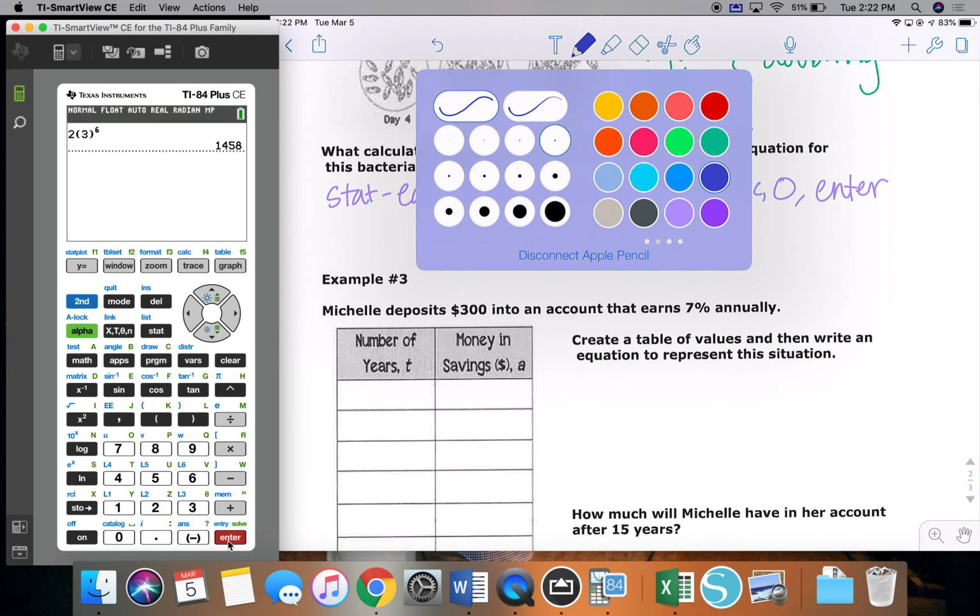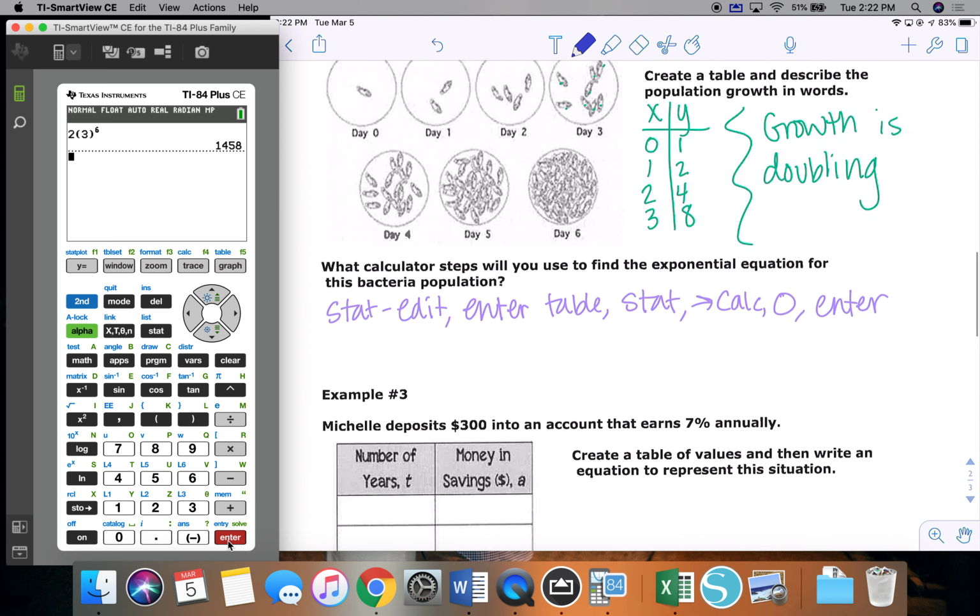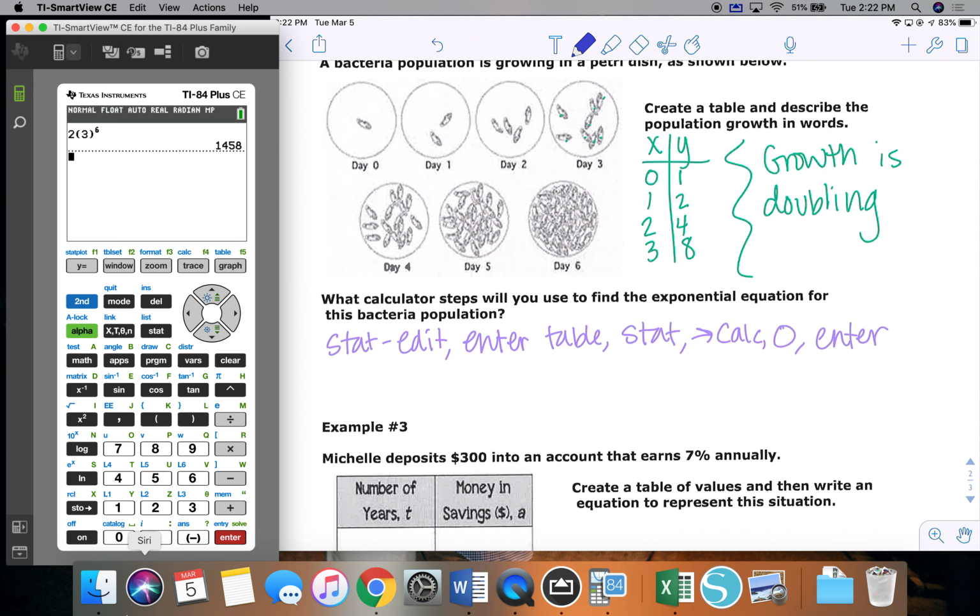Okay, now notice it does not ask you for it, but we could find it if we wanted for a little extra practice. So we're going to go ahead and do that. So stat, edit, we're going to enter the table. And then I would go stat, scroll to calc, option 0, enter, enter, enter, and I could find my equation.